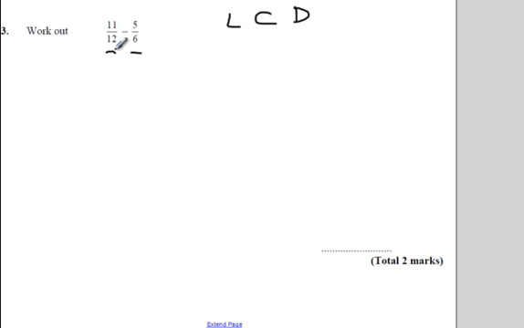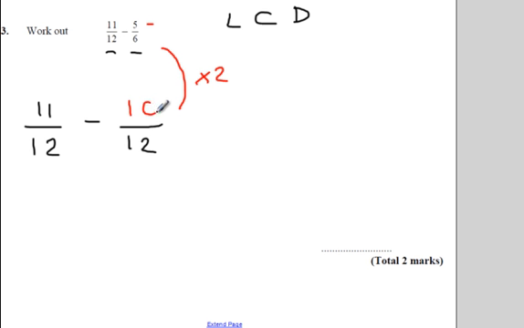Okay, so we can see that we've got 12ths and 6ths, so we're going to turn them all into 12ths. So the first fraction I don't need to do anything with because it's already in 12ths. I just need to turn the second fraction into 12ths. Now because I've gone from 6ths into 12ths, you can see that I have in fact multiplied by 2. So because I've multiplied the denominator by 2, I'm also going to need to multiply the numerator by 2, so this is going to go to 10.